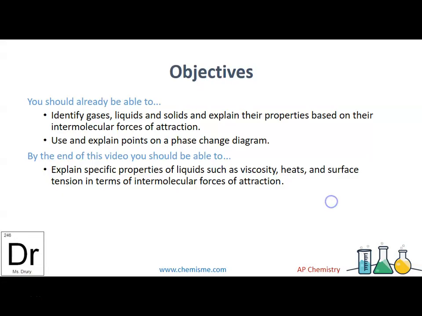This video is about phases and the phase changes they undergo. You should already be able to identify gases, liquids, and solids and explain their properties based on intermolecular forces of attraction, and use and explain points on a phase diagram, but we're going to review that and explain specific properties of liquids such as viscosity, heat of formation, and surface tension in terms of intermolecular forces of attraction.